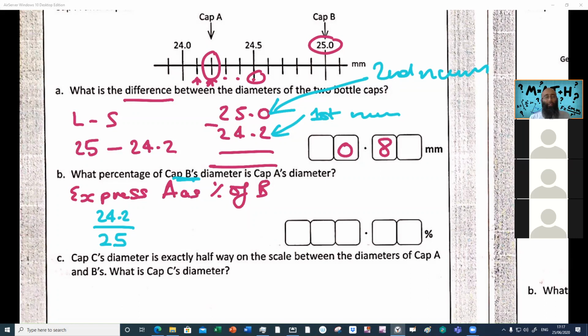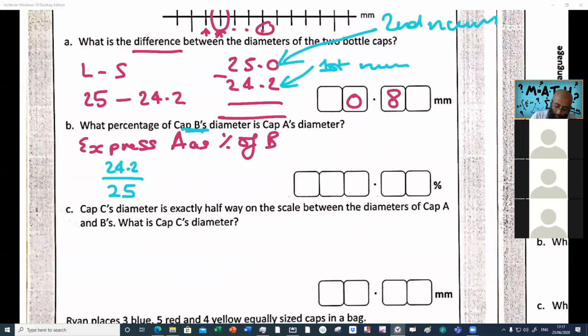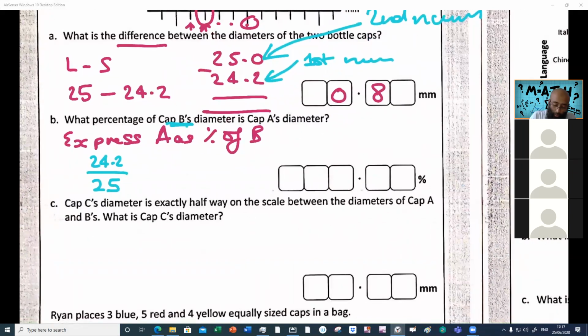Now, Idris, now that I've got it set up like this, how do I express this as a percentage, Idris? You times it by 100. Beautiful, absolutely fantastic. Yes, times it by 100. Now, can you cancel for me in this direction? Whoops, that's big. Yes, sir.